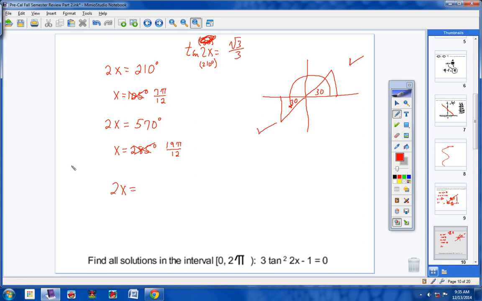We're going to take 570 plus 360, and we're going to get 930. Divide both sides by 2, and you're at 465 degrees, which of course is bigger than 2 pi. But if you want to see it in radians, that's fine. 465 degrees in radians is 31 pi over 12, and of course that would be the same thing as 2 and 7/12 pi, which is too big. So we reject this answer here.